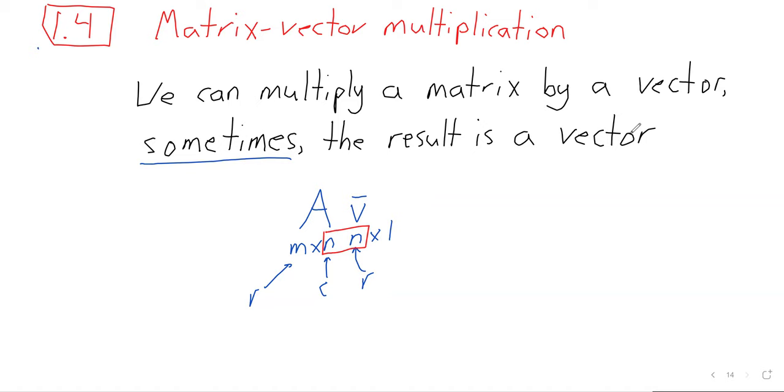In this class and any class where we use column vectors, the multiplication will always be written in this order. That's another difference. When you're multiplying numbers, order doesn't matter. If you're multiplying polynomials, order doesn't matter. If you're multiplying a matrix by a vector, you write the matrix first and the vector second.